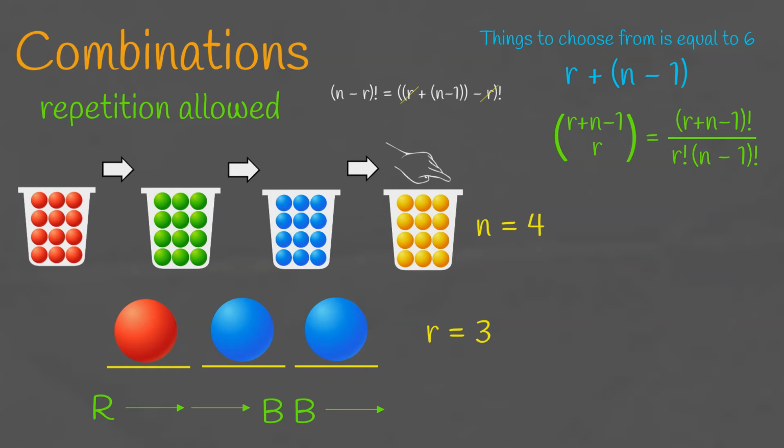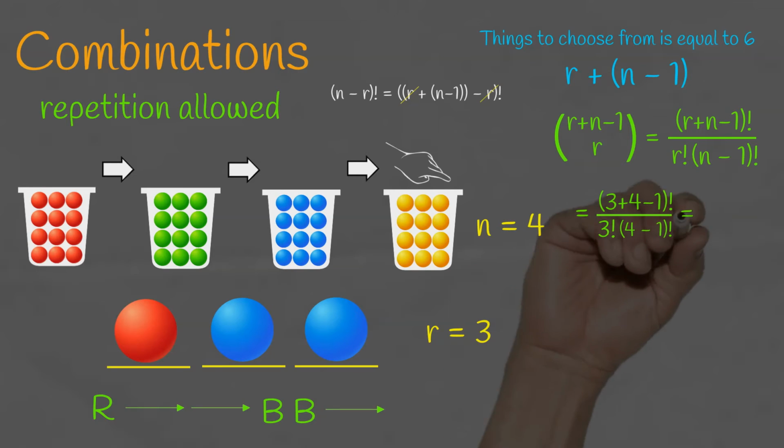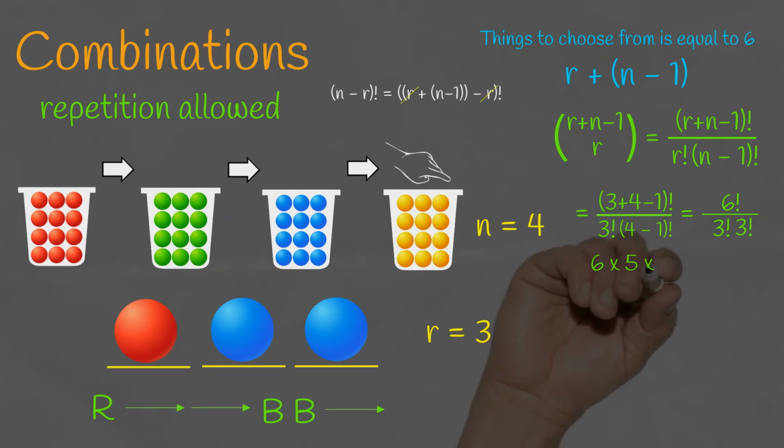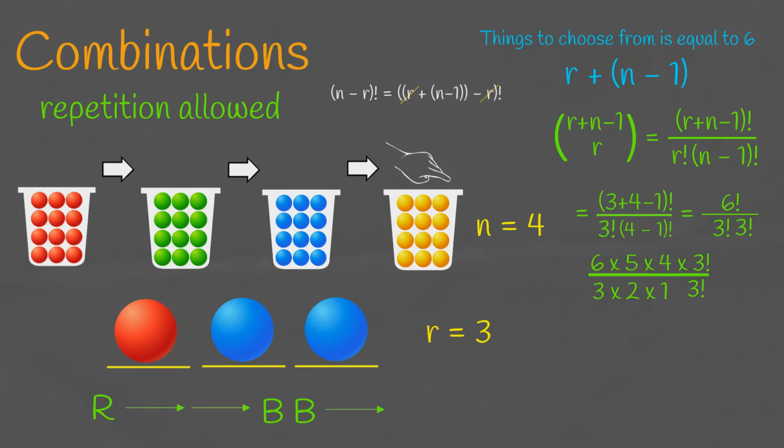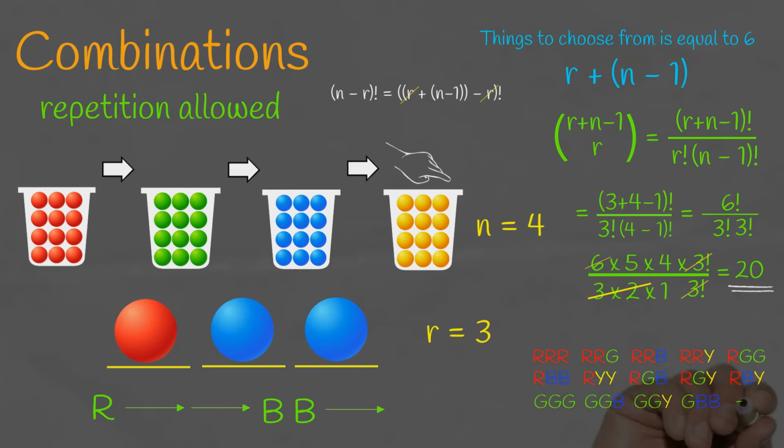So now we've explained where the equation comes from, we're going to use it to solve this example. And we end up with 6 factorial over 3 factorial, 3 factorial, which you can write out as 6 times 5 times 4 times 3 factorial, and then it's easy to cancel the 3 factorials out. And you can also cancel the 6 with the 3 times 2. So you just end up with 5 times 4, so the answer is 20. And just for the sake of completeness, I've written down all the different combinations you can have with these 4 coloured balls. And as you can see, there are indeed 20.